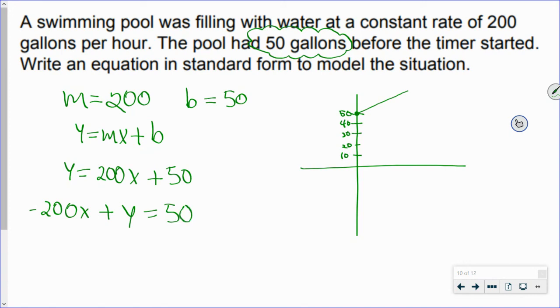Can I have a leading negative in standard form? No, so I go through and reverse all the signs and multiply by negative 1. So it's 200x minus y equals negative 50. And at that point, it's in standard form. So just because it's a word problem, we can put it in standard form. We can write the equation just as easily. That's all we have to do.